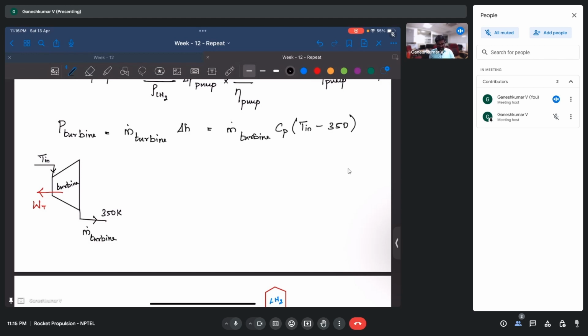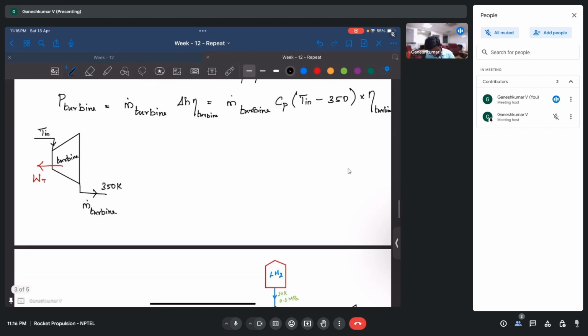Okay, this is the power of the turbine if it is ideal. So this also has an efficiency of how much, 80%. So it is going to give us only that much. So you should multiply it by turbine efficiency. Here also you should multiply by turbine efficiency. Okay, now we all know that the power of the pump is actually coming from the turbine.